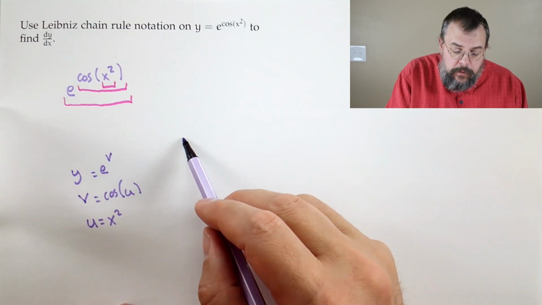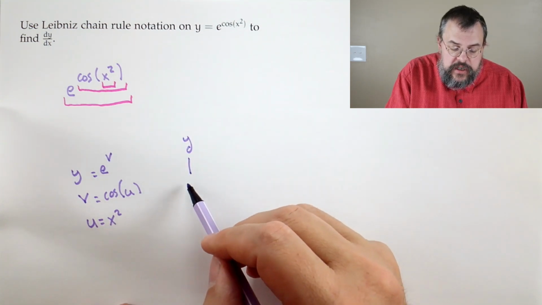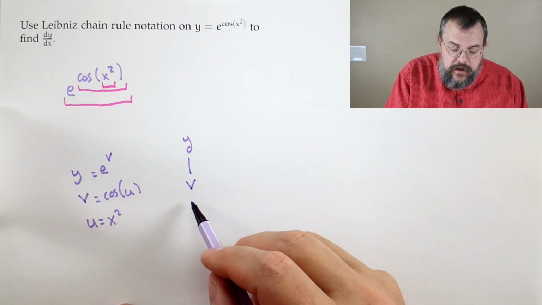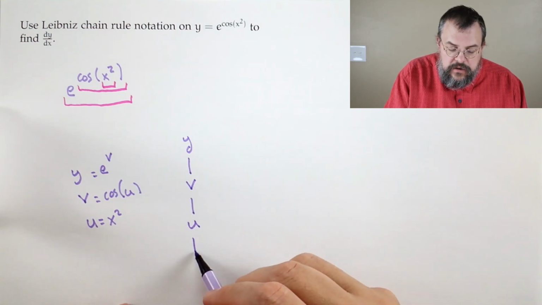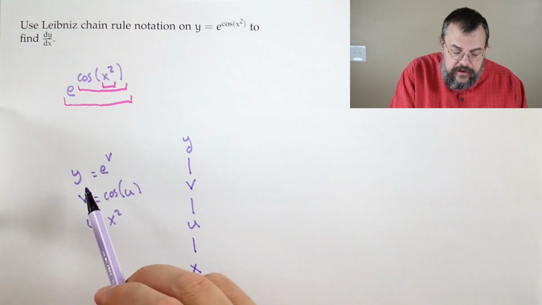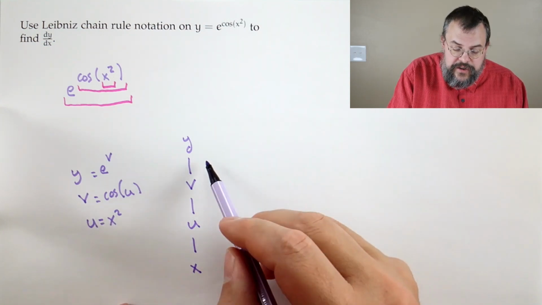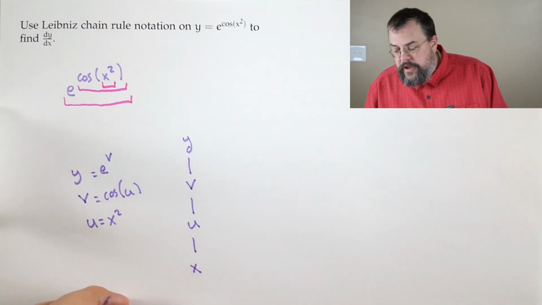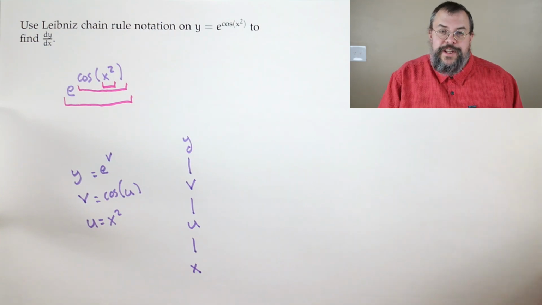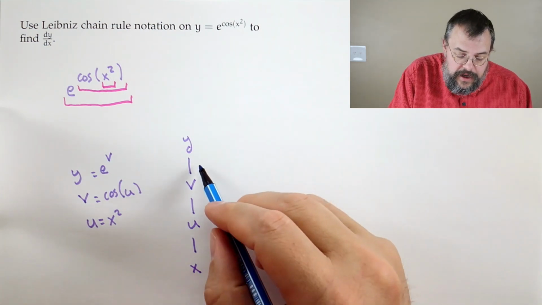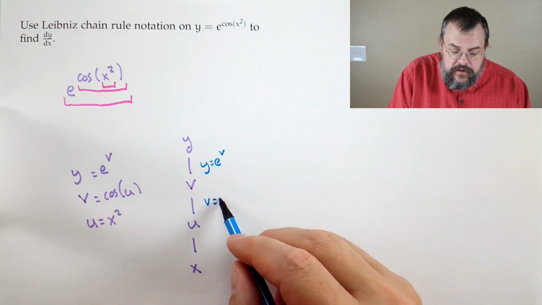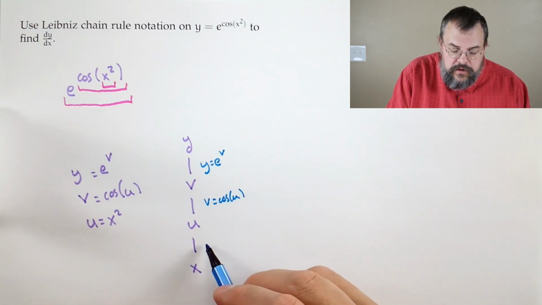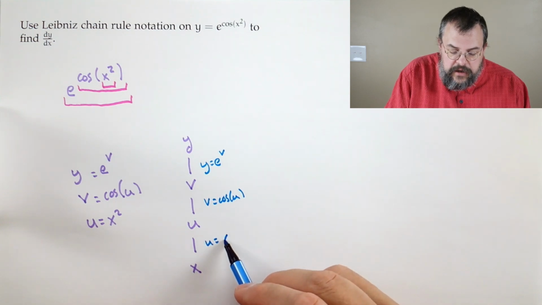So I get that y is a function of v, and v is a function of u, and u is a function of x, as specified here. So at every stage, we can write off to the side exactly what the relationships are. We could say, y is e to the v, v is cosine of u, u is x squared.